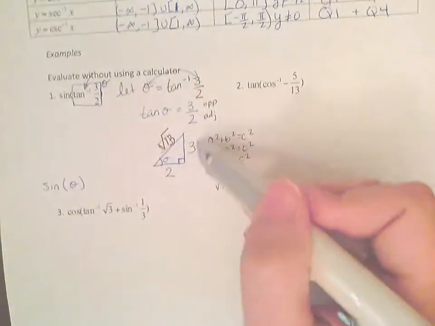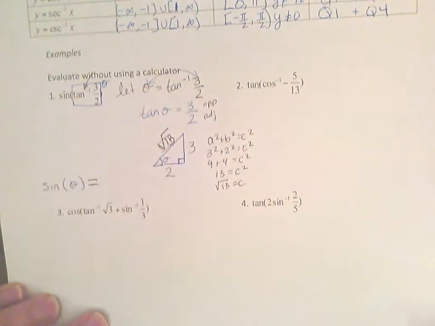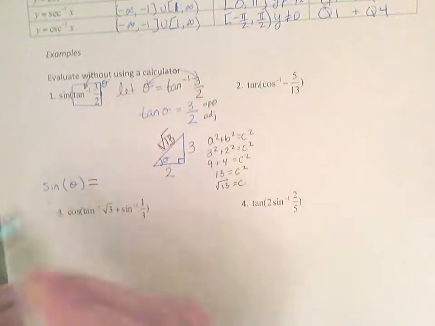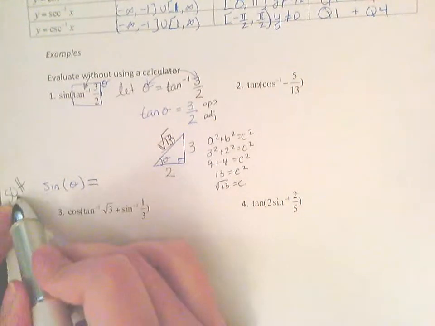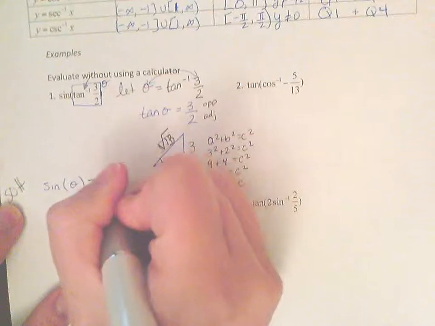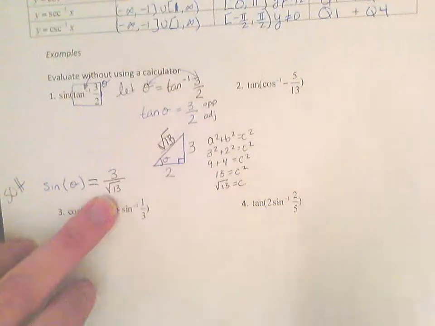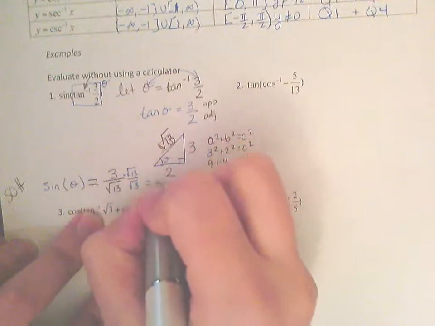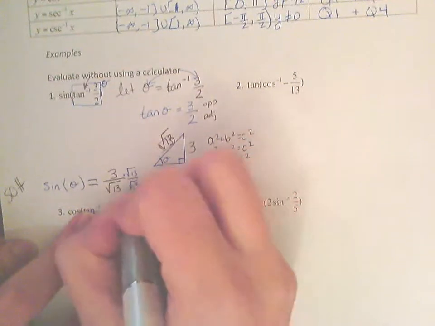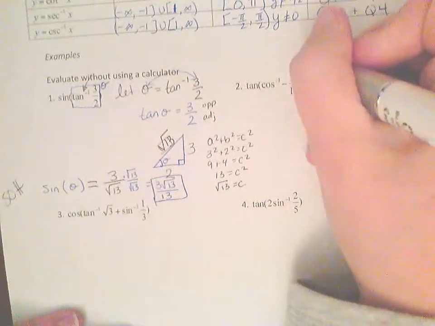So I get square root of 13 for my hypotenuse. And now that I figured out the three parts of my triangle, guess what sine of theta is? Sine is the SO out of SOHCAHTOA. So what is opposite of theta? 3 over the hypotenuse, which is square root of 13. But of course we can't have a radical in the denominator, so we multiply the top and the bottom by square root of 13, and you end up with 3 square root of 13 over 13. Okay? So why don't you try doing this one?